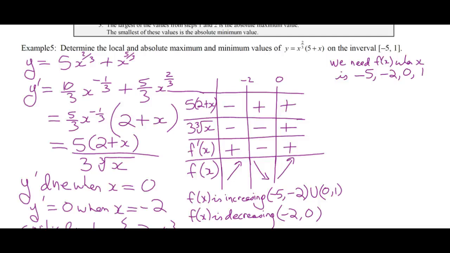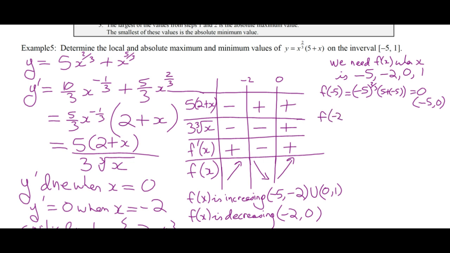Okay, so I'm just going to work them out. f of -5 is -5 to the 2/3 times 5 plus -5, which is 0. Whew, dodged a bullet on that one. That's the cube root of -5, but who cares? Got a 0 there. So we have a point -5, 0.